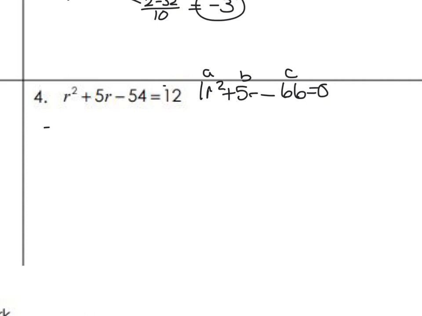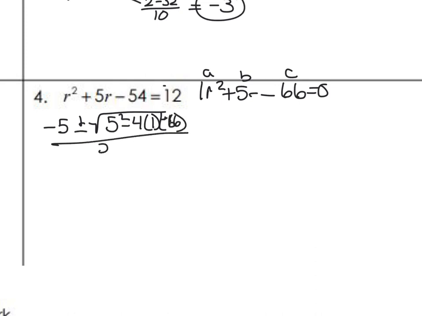So the opposite of B, negative 5 plus or minus the square root of 5 squared minus 4 times 1 times negative 66, over 2 times A. So my discriminant ended up being 289. That means I'm going to have two solutions. It's a positive number.